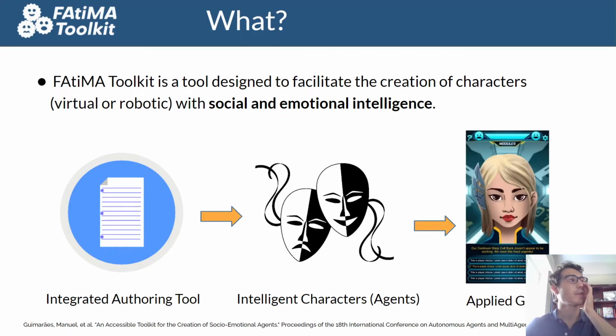FAtiMA-Toolkit is a tool designed to facilitate the creation of virtual and robotic characters with social and emotional intelligence. While you will see this phrase a lot on this website, essentially the idea is shown in this diagram. You have an integrated authoring tool where you can create intelligent characters and scenarios, and then you can apply this to a game or to an application that you might want.